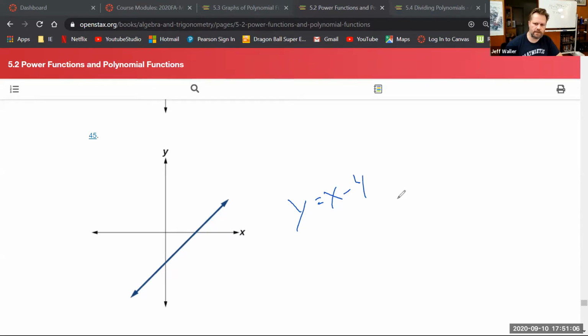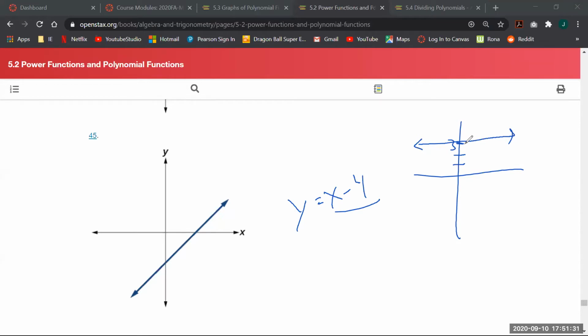So is that a polynomial function? Yes. Good. You're done. I like it. Is this a polynomial function? Yes, it is. Totally. All day long.